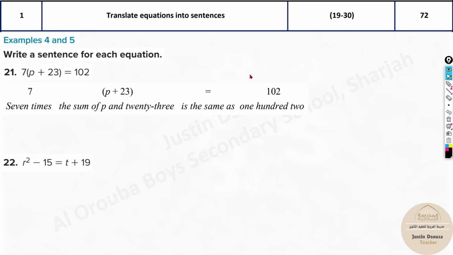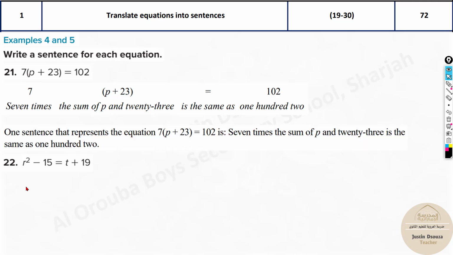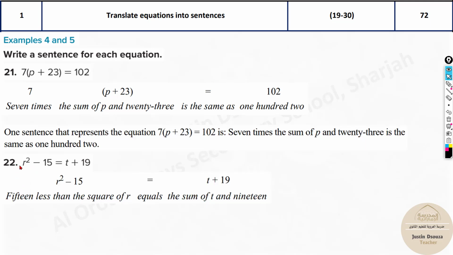Now you just need to do these by yourselves. Look into all the problems, try understanding them and try telling out any answer, because there are so many correct answers for this. Okay, now here the square. Since it's minus, if you're starting with r square, you can say the square of r minus 15, or the square of r subtracted by 15. Subtracted is minus. Now here they are saying less than. In this case, you must say 15 is less than r square, the square of r.